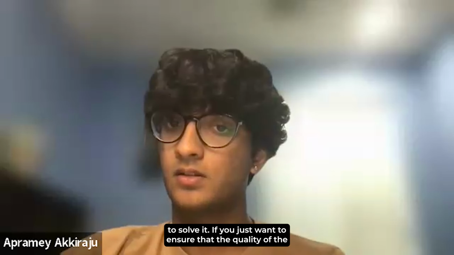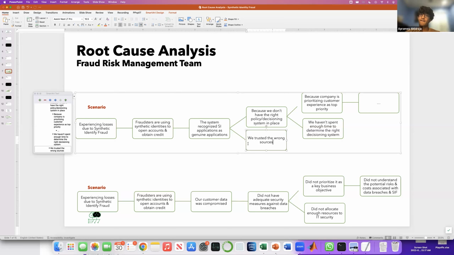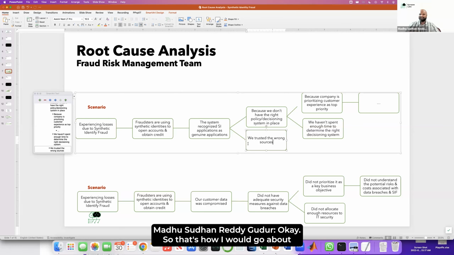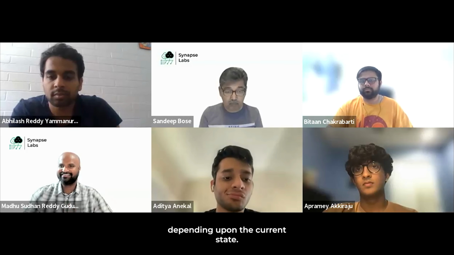If you just want to ensure that the quality of the data is really high, then you can just leave the decision making system untouched. But in some cases, you might end up touching it too. So that's how I would go about depending upon the current state.